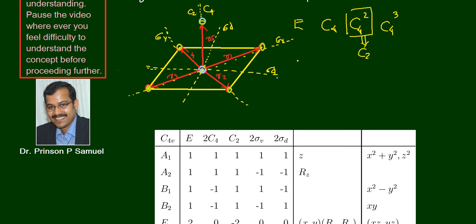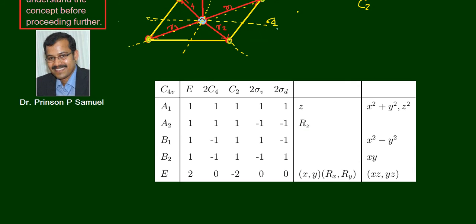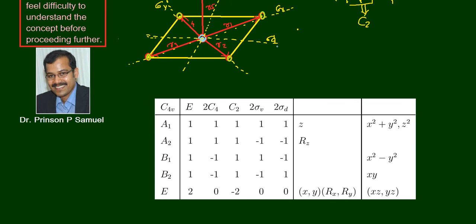And now we are going to construct the total character. The total character is constructed based on the number of vectors retaining their position during each operation. So gamma t, or total character, is, in the case of E, how many vectors are retaining the position? There are 5 vectors from R1 to R5. All the vectors are retaining the position during identity operation, because identity operation is equivalent to doing nothing. Therefore, all the vectors will retain their position, and therefore total character corresponding to E is equal to 5.